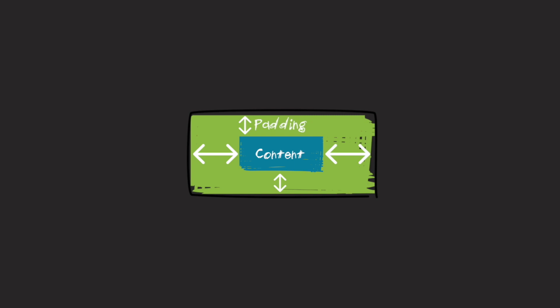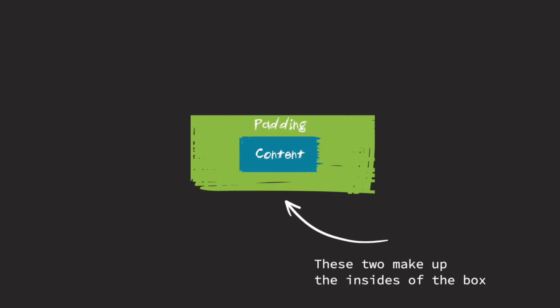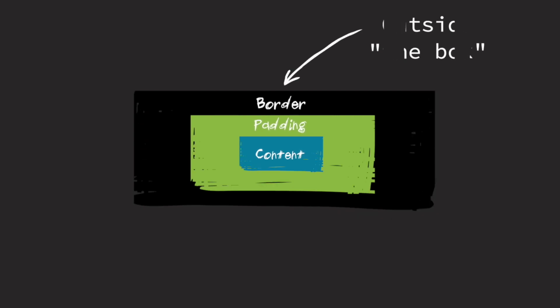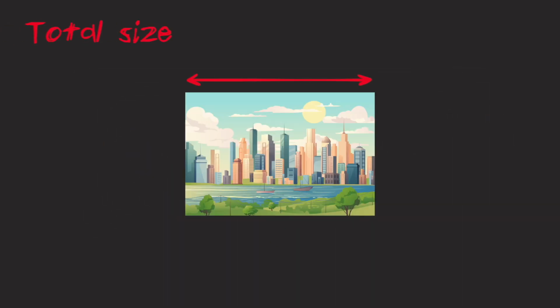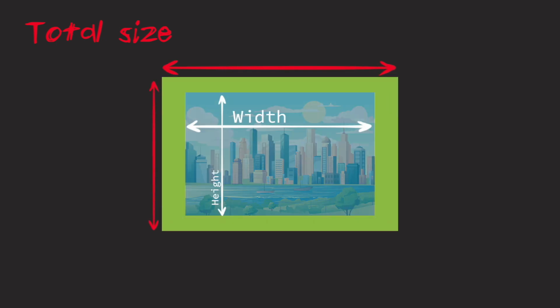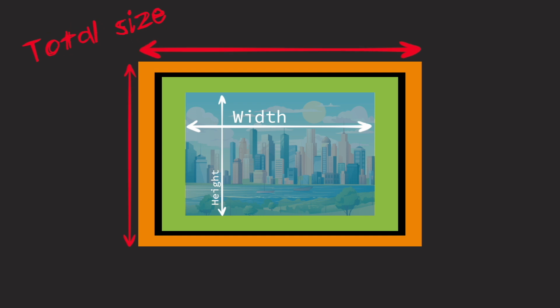Padding, the space between the content and the border. Padding is inside the box and increases the space within the box itself. Border, a visible outline that surrounds the padding and the content. It is a part of the outer dimensions of the box. Margin, the space outside the border. It separates the box from neighboring elements. The total size of an element is calculated by adding up the content's width and height, padding, borders, and margins.